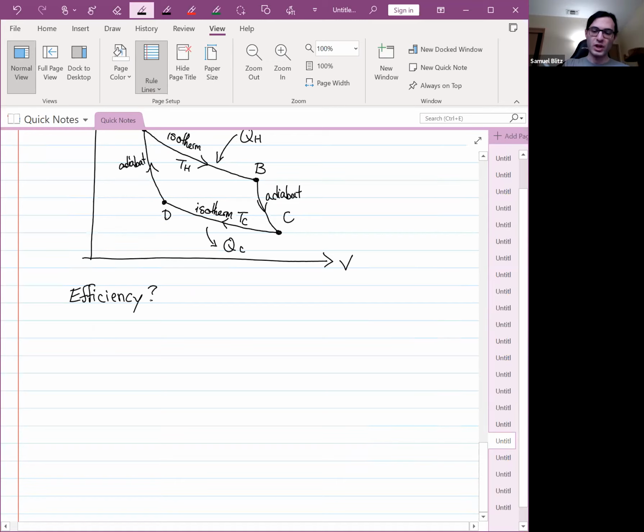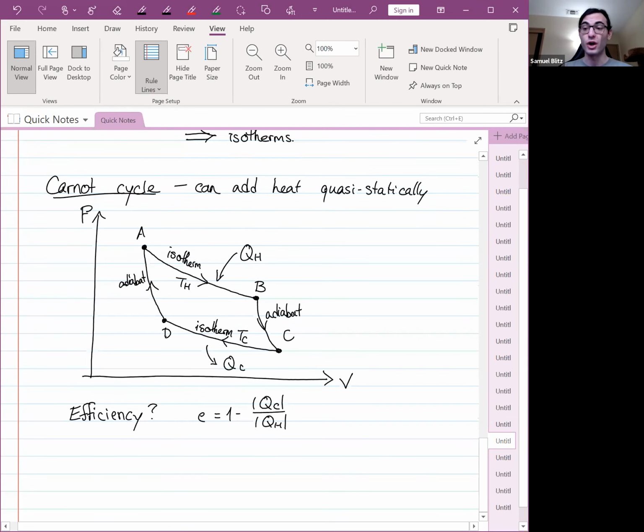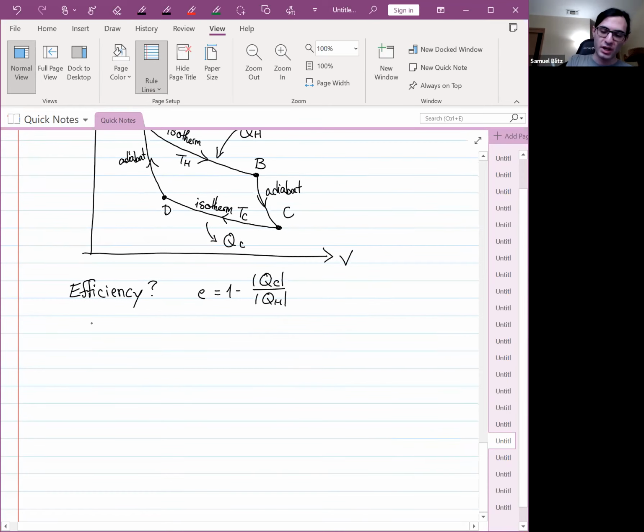So what's the efficiency? Well, we know that the efficiency is 1 minus the absolute value of QC over QH. So we need to compute those things. Now we know that QC and QH are going to be the heat added during the process that goes from A to B or C to D. So let's compute. When the gas goes from A to B, because it's an isothermal process, the internal energy isn't changing, which tells us that the magnitude of the heat that enters or leaves the system, in this case for A to B it's heat entering the system, should be equal to the work done during that process.